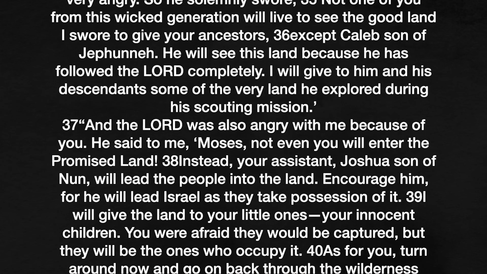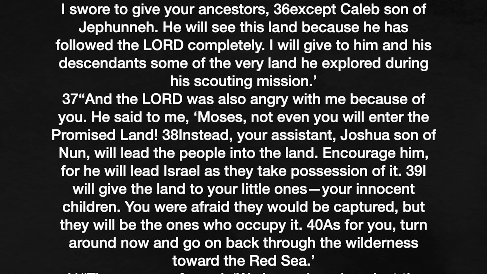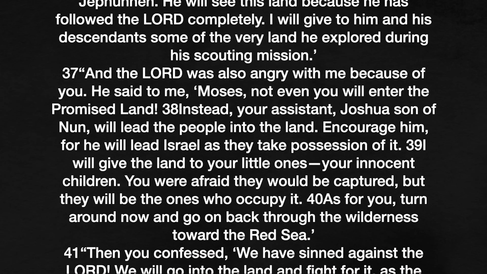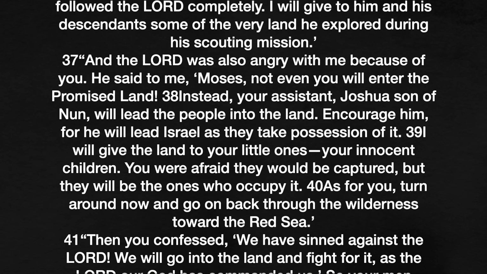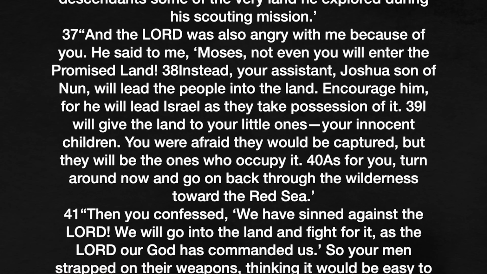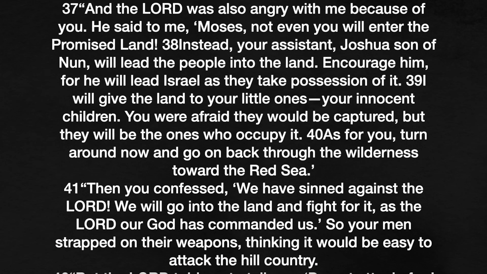He said to me, 'Moses, not even you will enter the promised land. Instead, your assistant Joshua, son of Nun, will lead the people into the land. Encourage him, for he will lead Israel as they take possession of it. I will give the land to your little ones, your innocent children. You were afraid they would be corrupt, but they will be the ones who occupy it.'